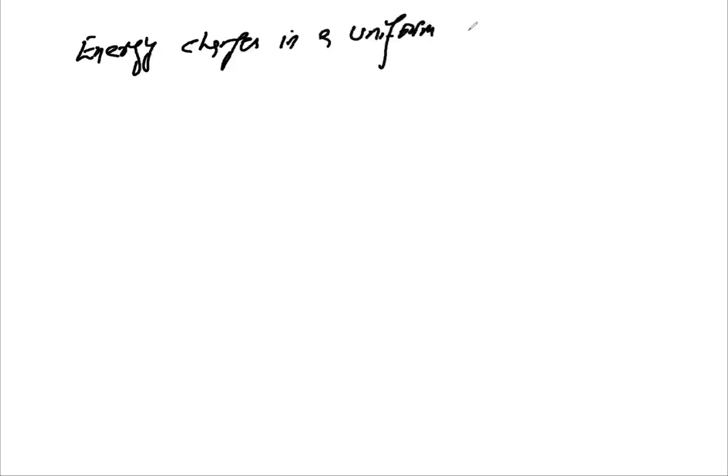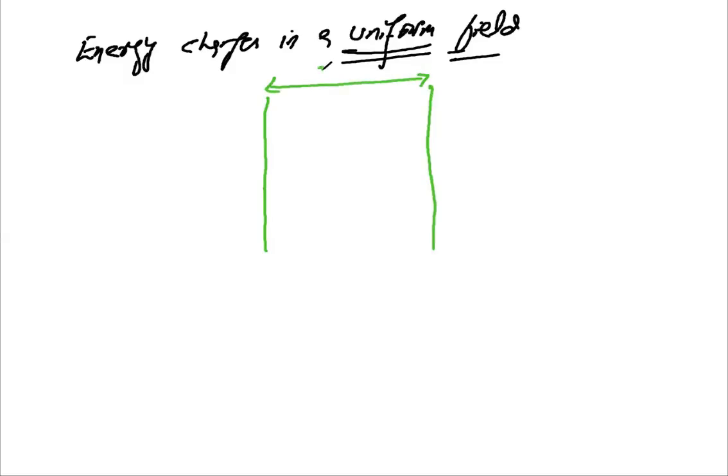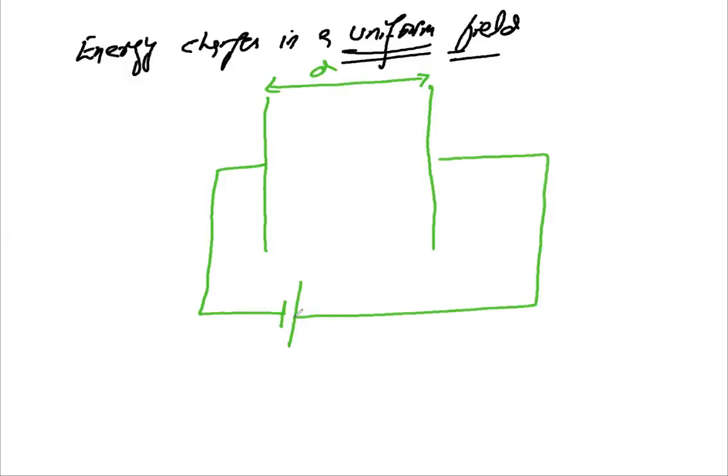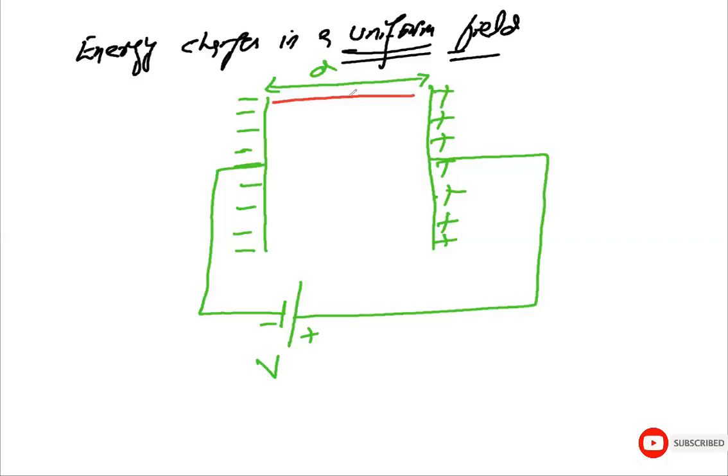First of all, we need to create a uniform field, and I already discussed how you will create a uniform field. You just need to take two plates like this and place them at distance d. Over here you will get the supply voltage. This will be V, this will be minus, this will be plus. Here I will get positive charges. Here I will get negative charges. So the electric field will be from this toward this.